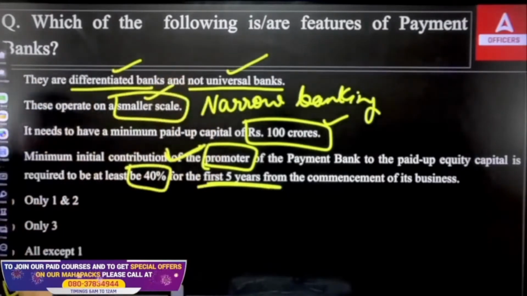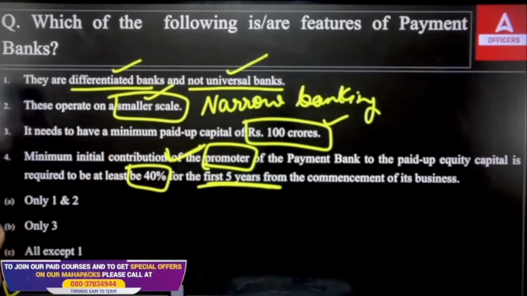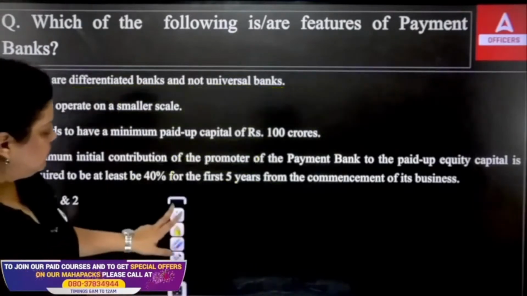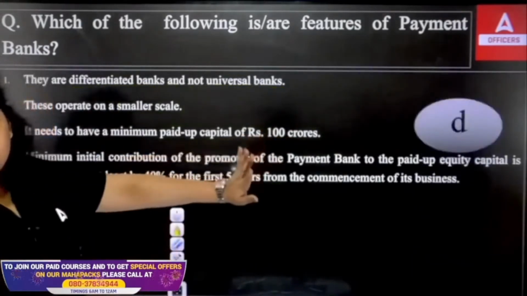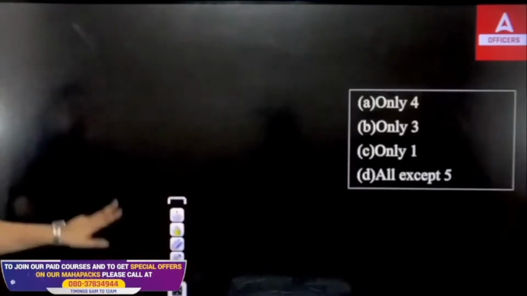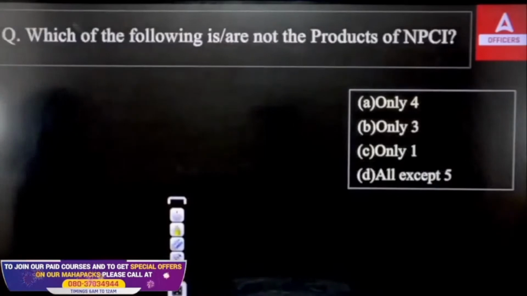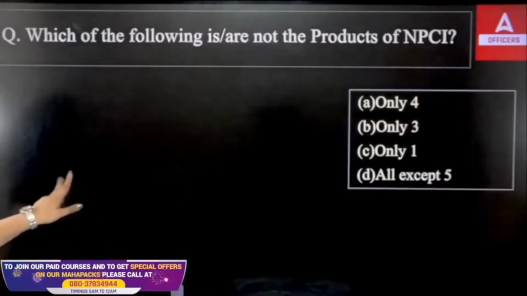It means all are the features of the payment bank. Okay, all are correct. The right answer will be D option. So the right answer is what? D option. Clear? Next we have here, which of the following are not products of NPCI?